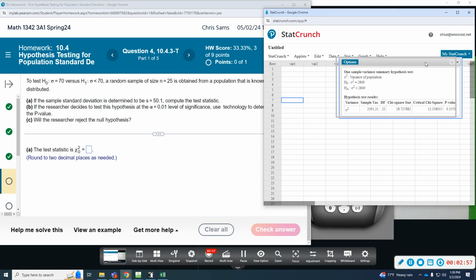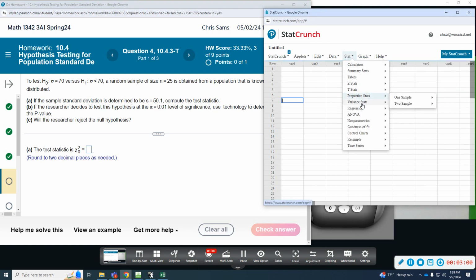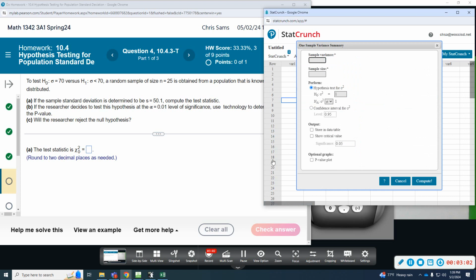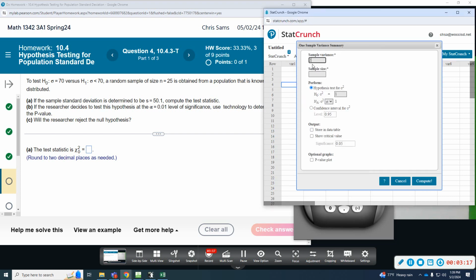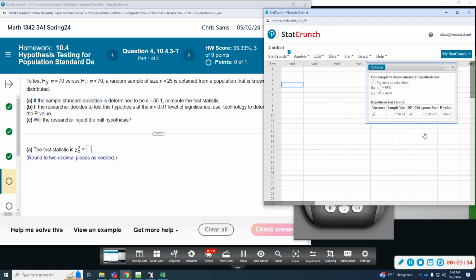Okay, so let's pull up a new sheet. Variance, 1 sample with summary. We have to square the 50.1. That gives us 2510.01. So 2510. The sample size is 25. Population variance is 70 squared, so it should be 4900.